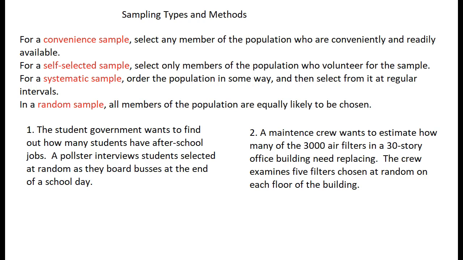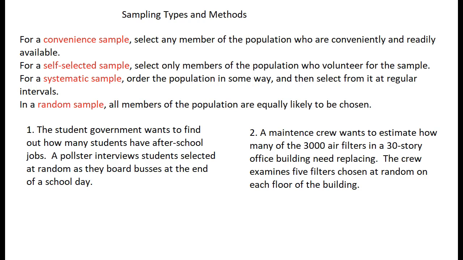For a systematic sample, order the population in some way and then select from it at regular intervals. And then in a random sample, all members of the population are equally likely to be chosen.